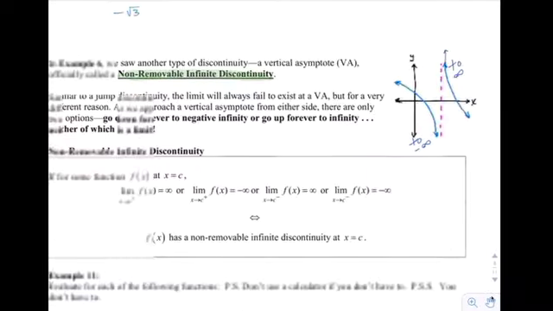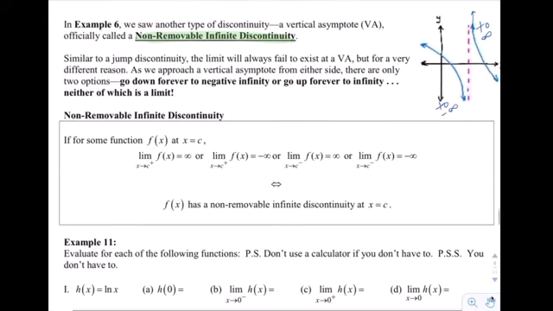It interrupts the graph. Okay, so now we can define an infinite discontinuity in terms of the limit, because we can define continuity in terms of a limit, a hole in terms of a limit, a jump in terms of a limit, and now a VA. So if there's a function f of x, at some x value, call it c, so it's a specific value of x, then if any one of these four things happen, and at most two can happen, you're going to have a vertical asymptote at x equals c.